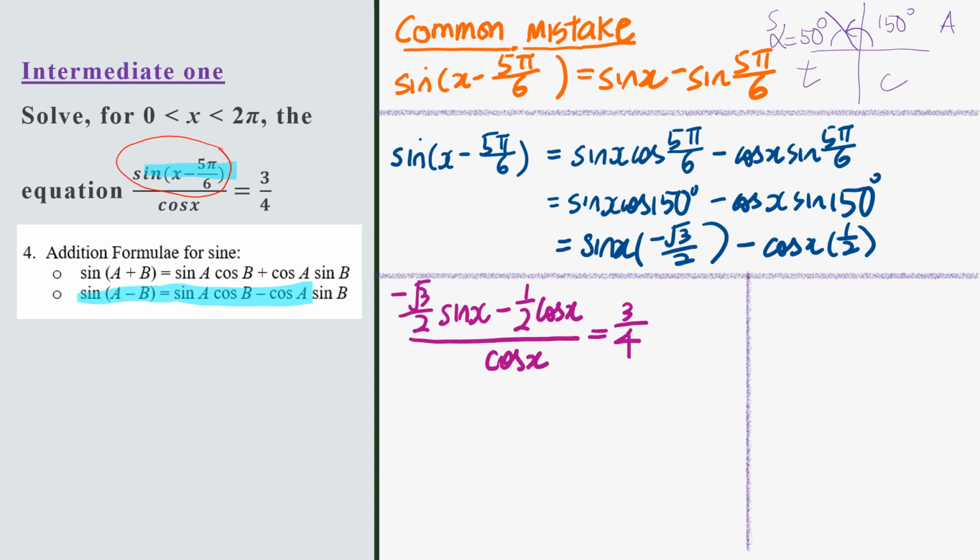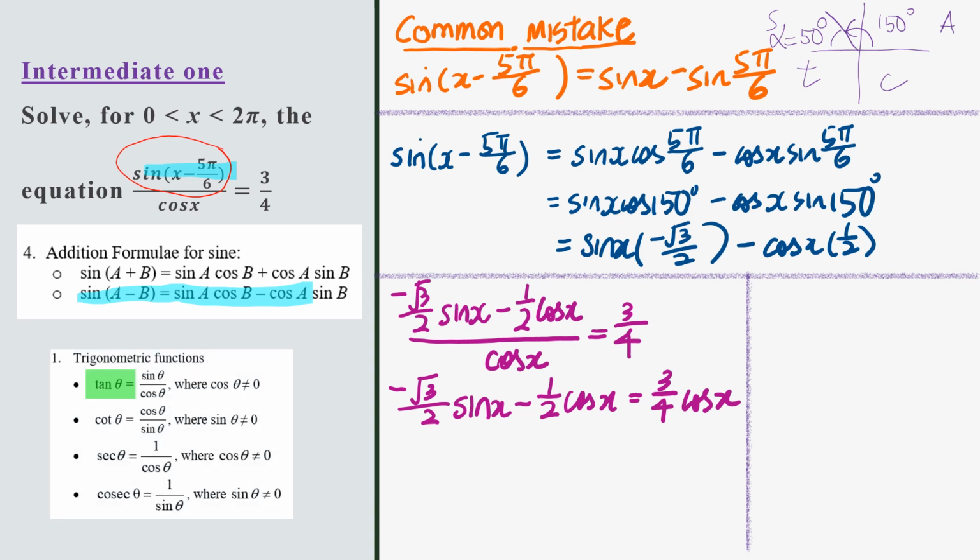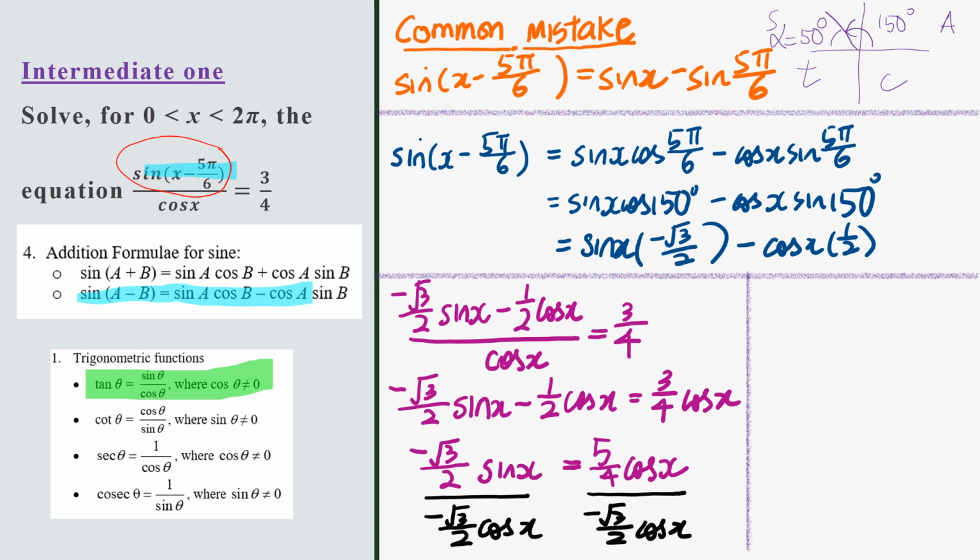All right, the next thing is I'm just going to multiply by cos x on both sides. Then group all your cos x together. We need to group all your cos x together before we can apply the one highlighted in green. The next step is to divide both sides. The reason is so that I will be able to write the equation in terms of tangent x.